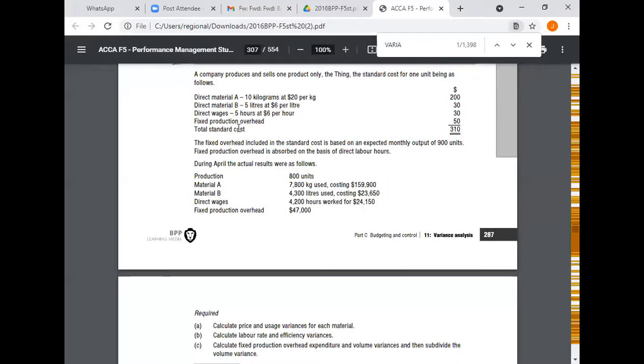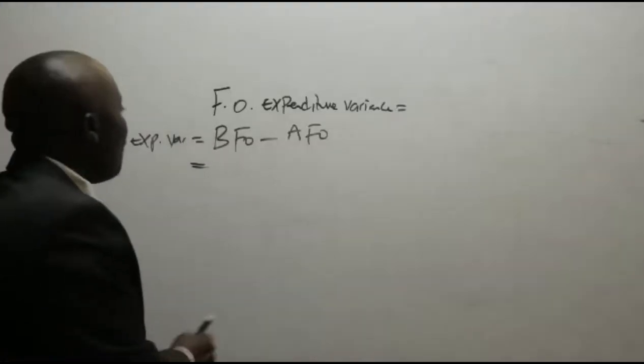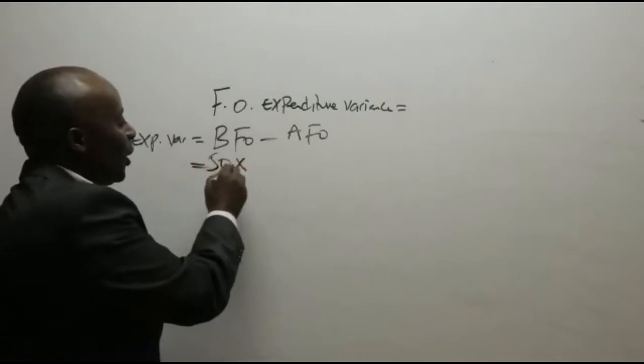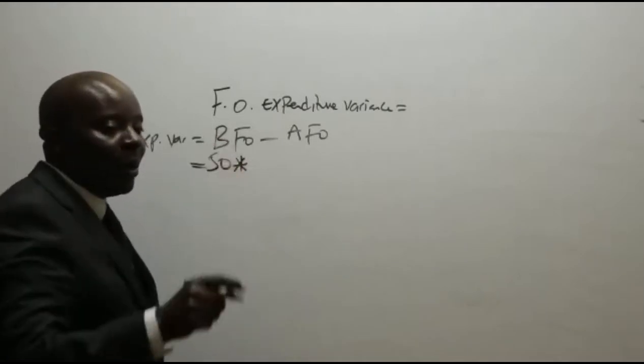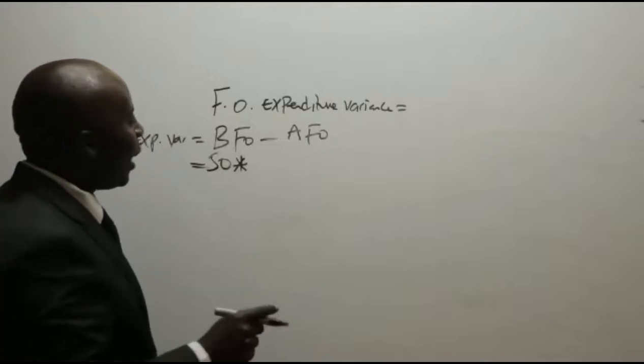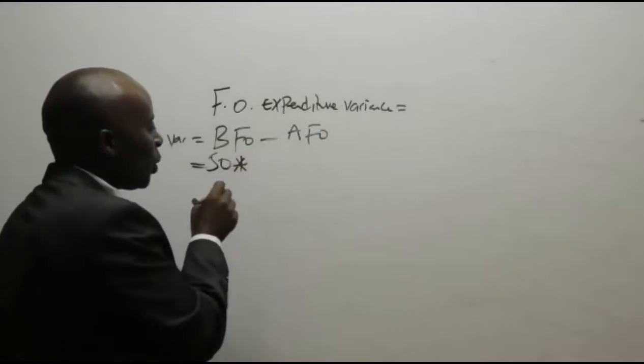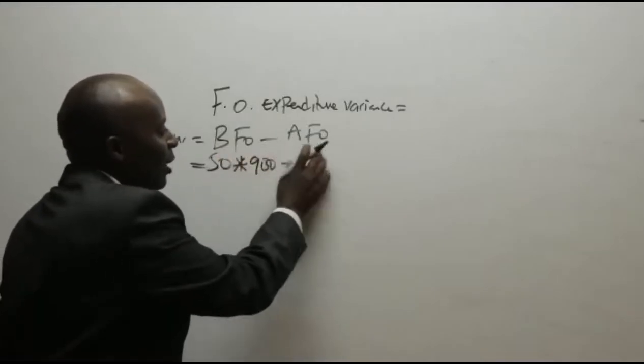This fixed production overhead, you can see from the standard card, is 50. And because we know that we expected a monthly output of 900, and expected is the same as budgeted, to get the total BFO, the budgeted fixed overheads per month, I take 50 per unit. Remember, 50 is for each unit, times the budgeted output in a month. Budgeted output is the same as expected output. So it will be 50 times 900 minus the AFO.